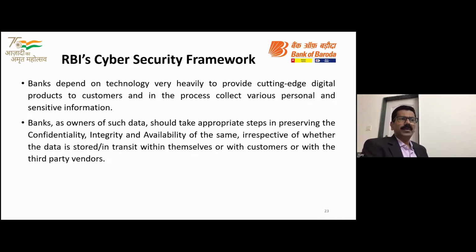So banks, as owners of the data, should take appropriate steps to protect the confidentiality, integrity, and availability of the same. In that, we have put a lot of controls and implemented various security solutions in the banks. It is mandated as per RBI as well. So DLP controls, the data leakage controls, we have put, and we have put a lot of web application firewalls to prevent web attacks. So the data movements are protected with various controls within the organization.